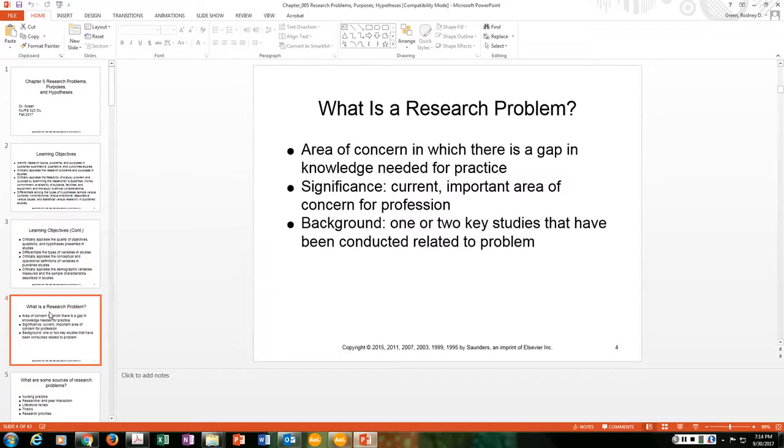And this identifies the specific gap in knowledge needed for nursing practice. The author might write something like, there is a need for further research to determine such and such. So a research problem statement includes these three items.